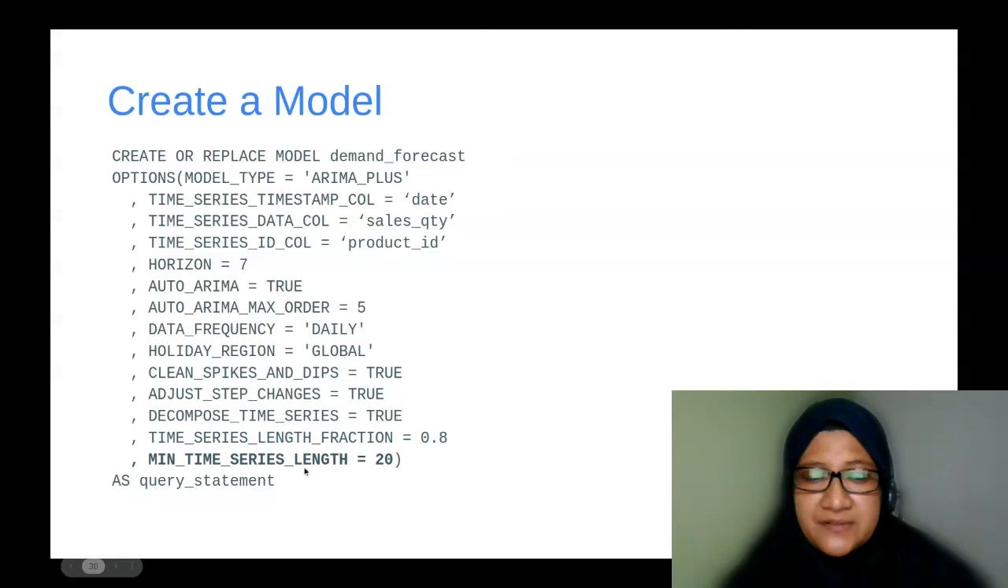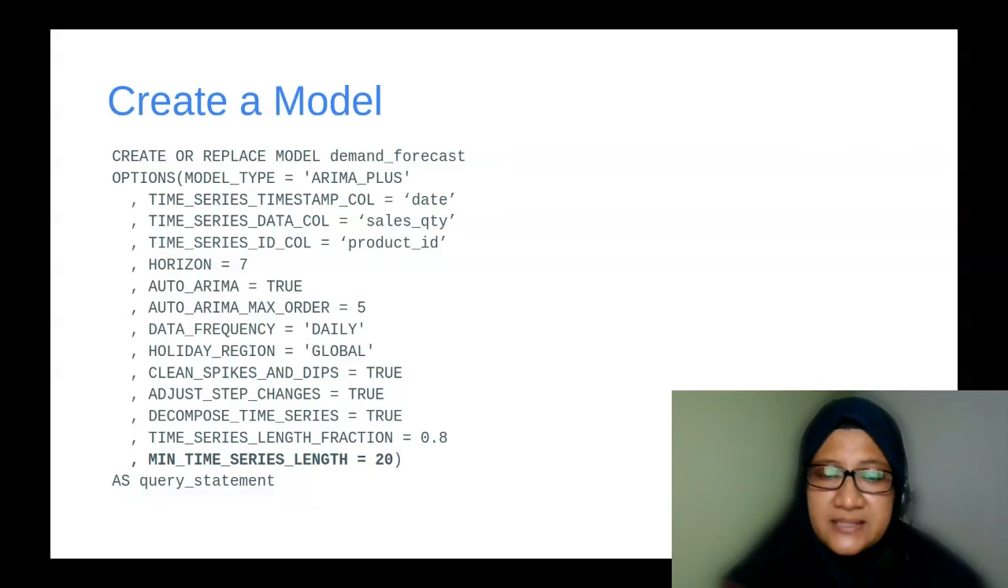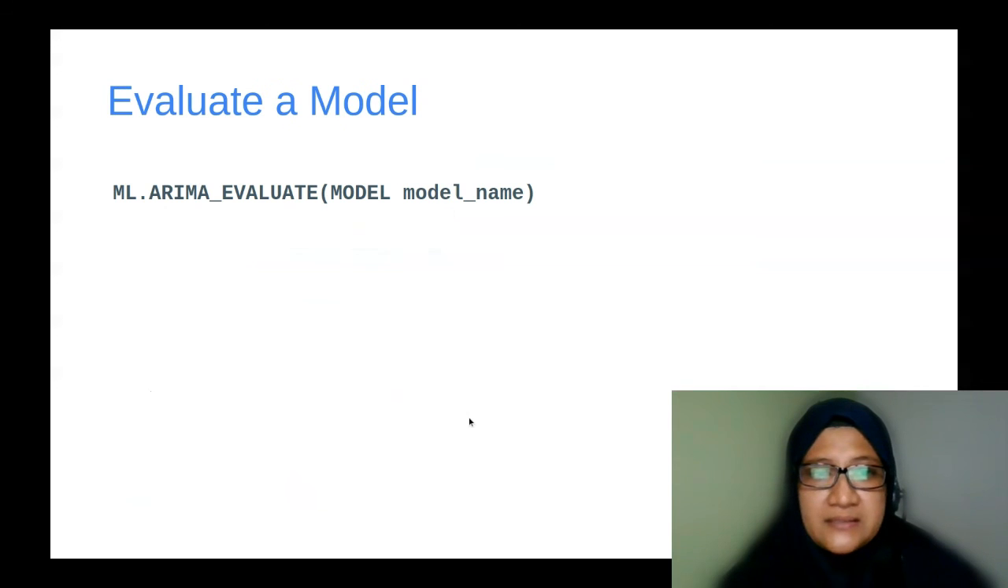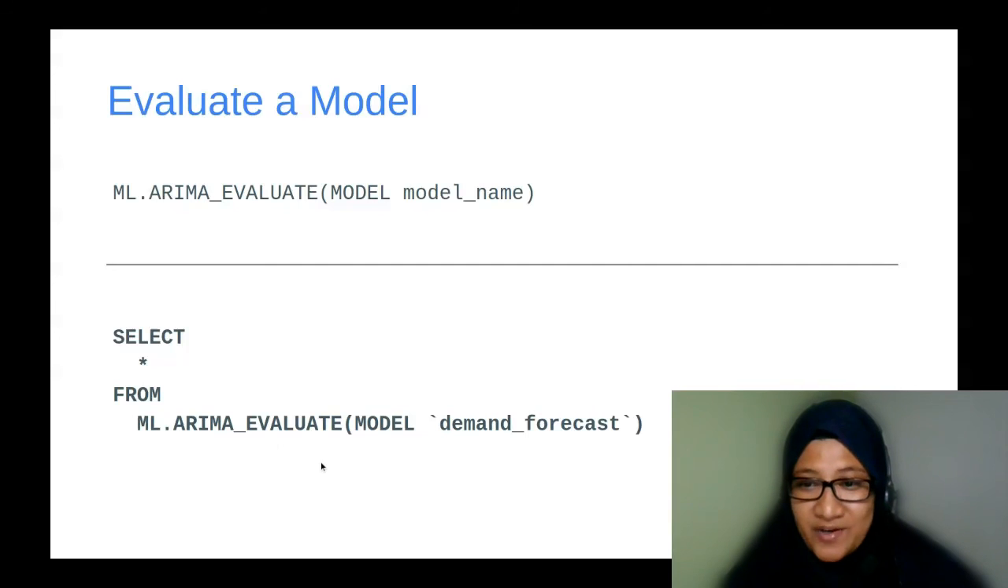And then the minimum time series length is set to 20. This is to be safe. If the fraction of 0.8 for one time series, for example, a specific product, is less than 20, then it will use 20 instead of something less. And then if you want to evaluate the model, we can just use this syntax with the model name. In this case, we'll just use demand forecast as the name of the model.